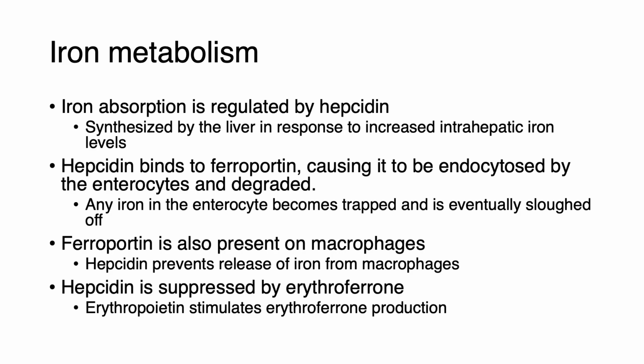Now, iron absorption is regulated by hepcidin, like we mentioned before. This is a protein that's synthesized by the liver in response to increased intrahepatic iron levels. Hepcidin will bind to ferroportin on the enterocyte, causing it to be endocytosed and degraded, and then that enterocyte will just be sloughed off with the iron inside. We also have ferroportin on macrophages. And so if you have too much hepcidin, it's also going to prevent you from releasing iron from those macrophages. Hepcidin is suppressed by another protein called erythroferrone, and erythropoietin stimulates erythroferrone production.